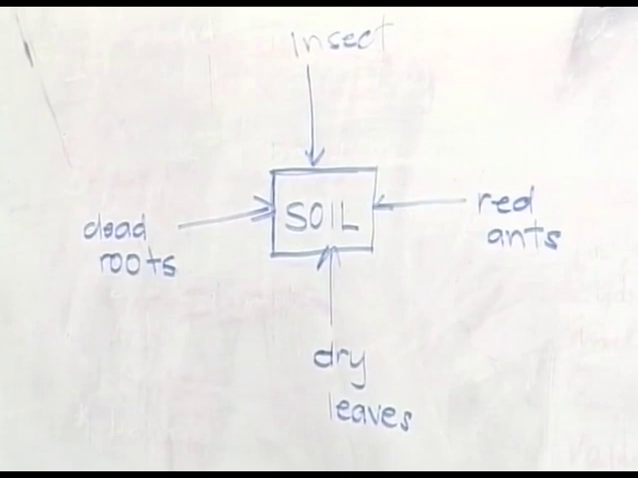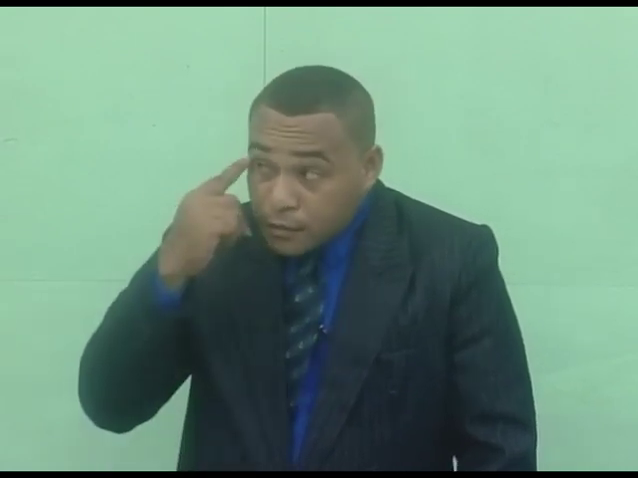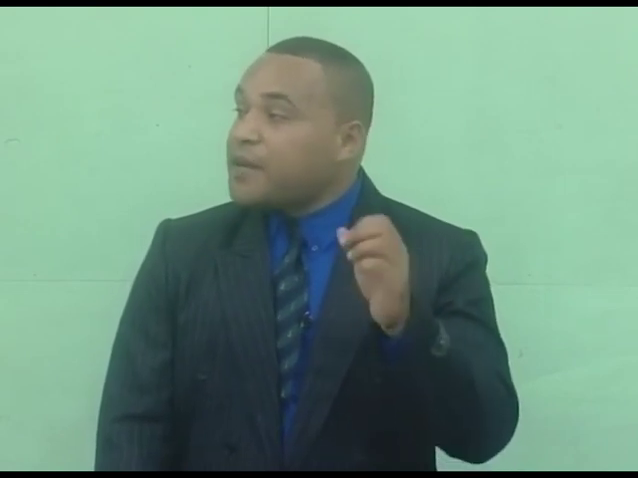Okay, organisms get their energy from feeding on dead matter of plants and animals. That's how they get their energy. The organisms feed on dead matter of plants and animals. That's how they get their energy.